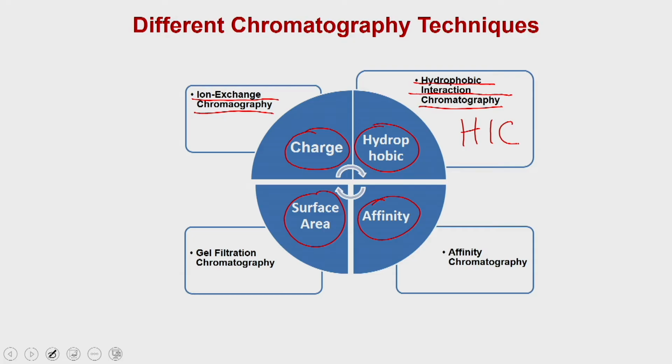Similarly, for surface area, people are using gel filtration chromatography or gel permeation chromatography, and for affinity chromatography, depending on the protein and its affinity parameters, you can use affinity chromatography. So, in today's lecture, we are going to start our discussion about ion exchange chromatography.